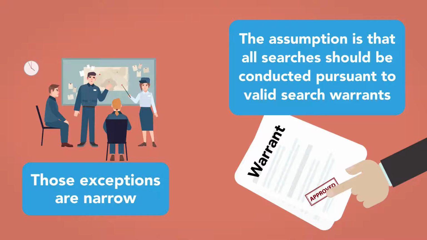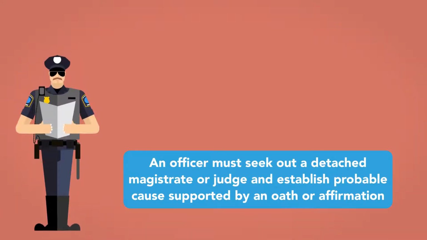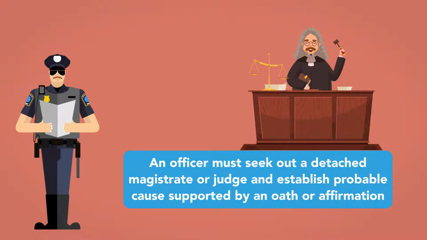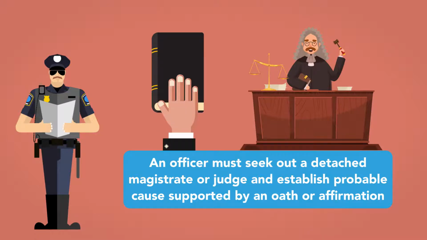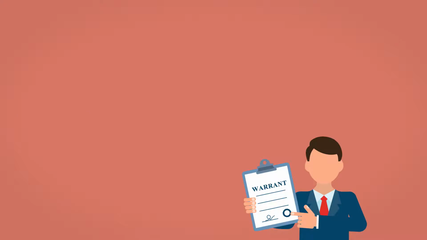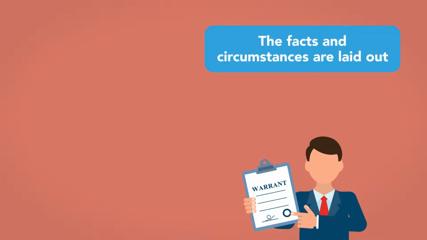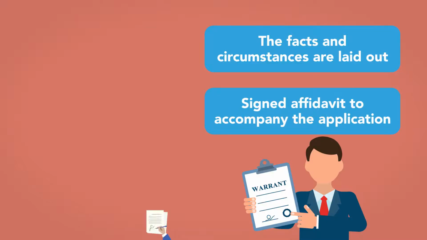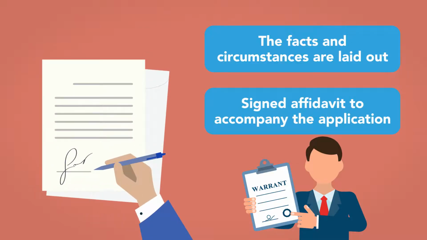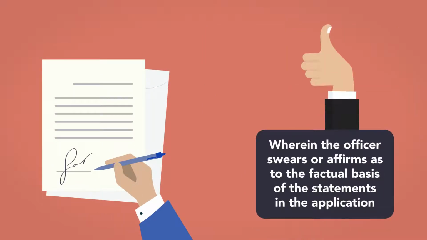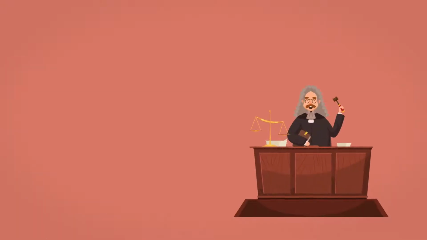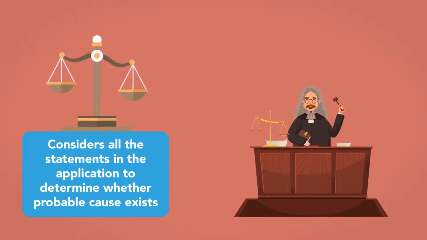To secure a valid warrant, an officer must seek out a detached magistrate or judge and establish probable cause supported by oath or affirmation. This is usually done through an application for a warrant whereby the facts and circumstances are laid out, and the officer signs an affidavit to accompany the application wherein the officer swears or affirms as to the factual basis of the statements in the application. The magistrate or judge who makes the determination regarding probable cause then considers all the statements in the application to determine whether probable cause exists.